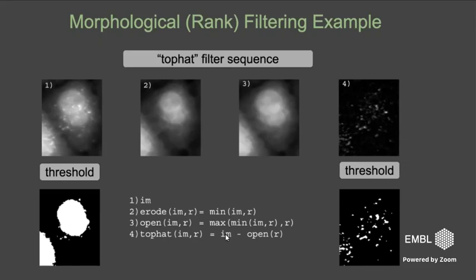And then the final step would be we subtract from the original image the opening of itself. And this is the so-called top hat filter, quite a famous filter. And then we have only the dots, and now we can easily threshold it and count it. So this would be an example of a bit more advanced filtering sequence.